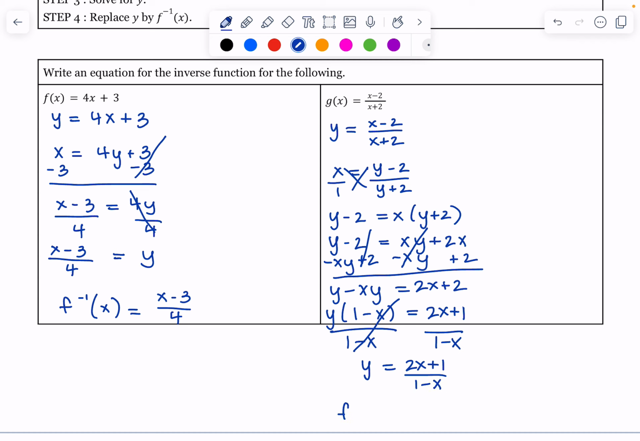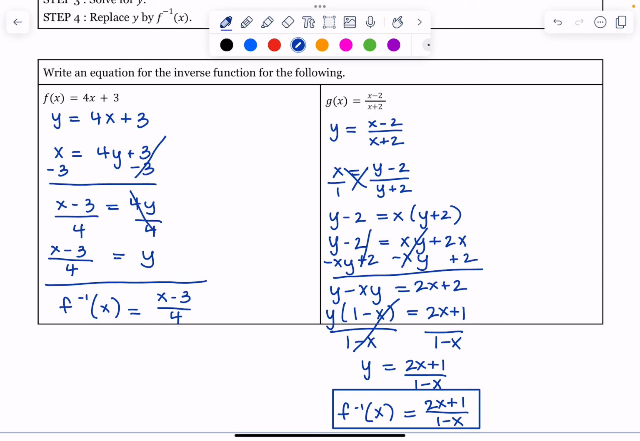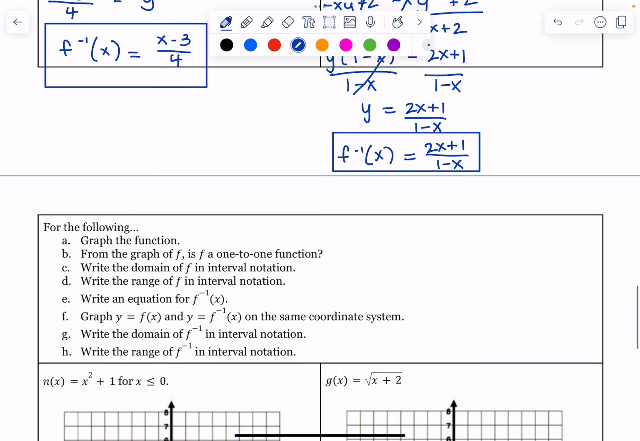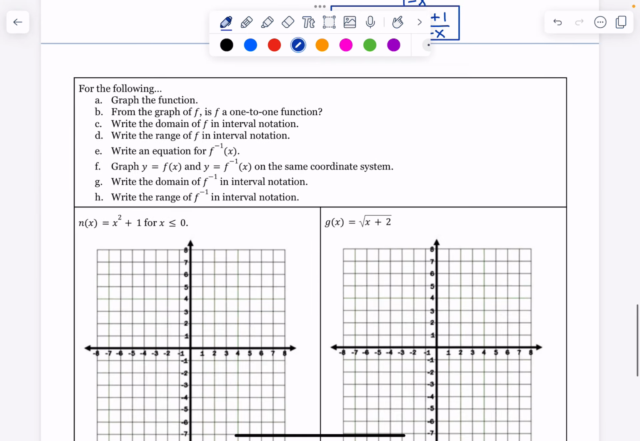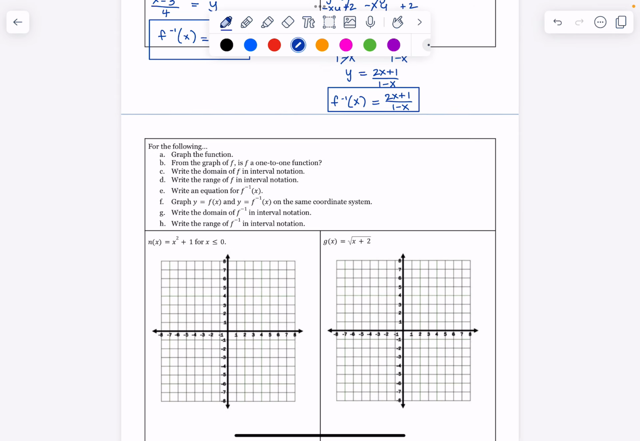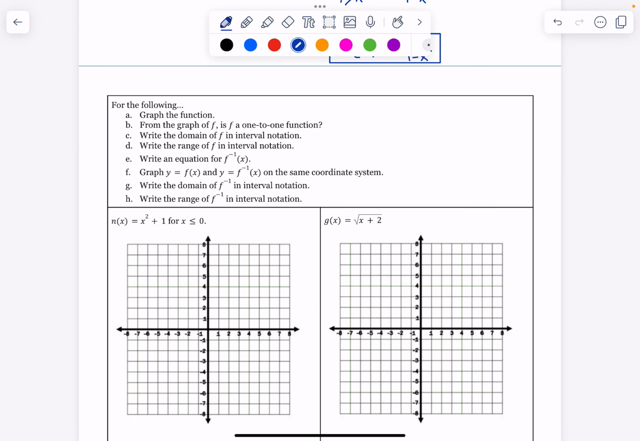And then they want us to write f inverse of x equals, and then 2x plus 1 over 1 minus x. Let's go ahead and box this one too. Great. All right, for the following, we're going to graph the function. Well, we have a lot to do actually, so let's just do it as we read. So for the following, graph the function.